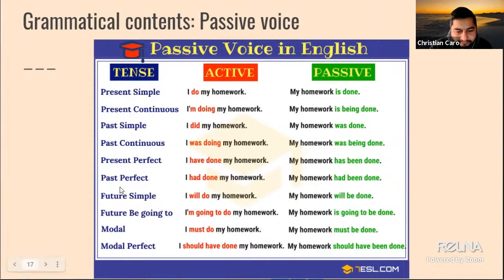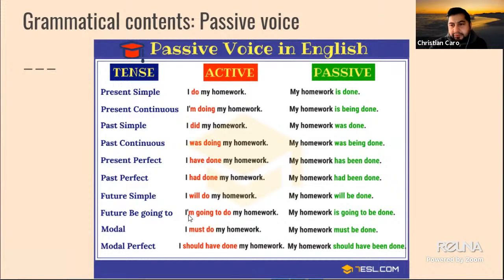And when we use the passive voice, what we need to conjugate is the verb to be. All right. So for example, if you check out the present simple passive, verb to be is, present continuous is being, past simple was, past continuous was being, present perfect has been, and so on, right?